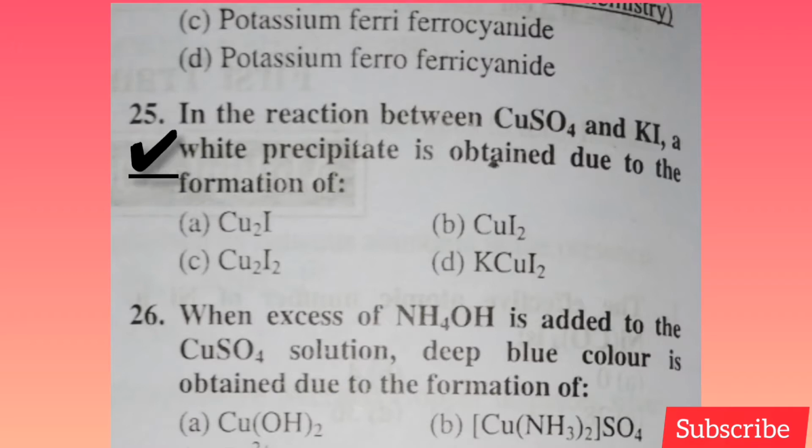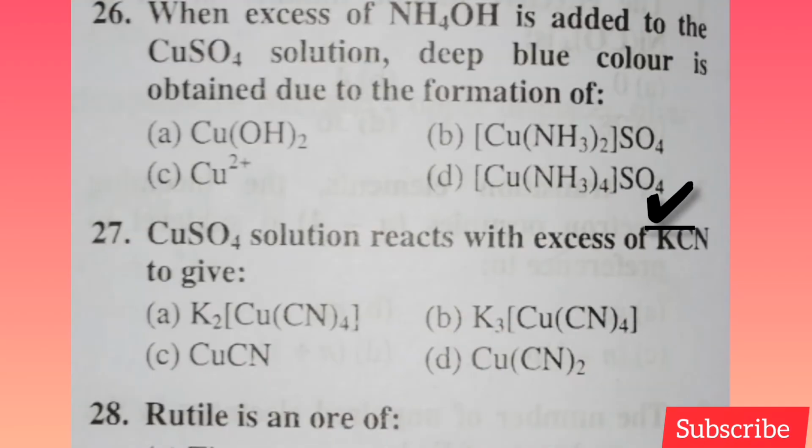In the reaction between CuSO4 and KI, a white precipitate is obtained due to formation of Cu2I2, option C is correct. When excess of NH4OH is added to the CuSO4 solution, deep blue color is obtained due to the formation of, option D is correct. CuSO4 solution reacts with excess of KCN to give, option B is correct.